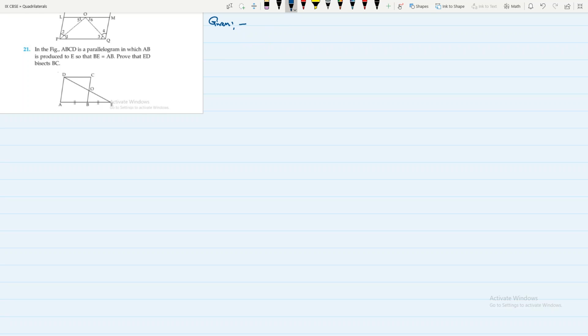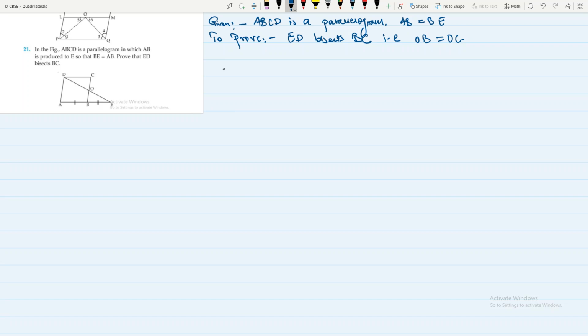सबसे पहले ABCD is a parallelogram. Then BE is equal to AB. Then to prove is ED bisects BC. That is OB is equal to OC, right? That's what we have to prove.